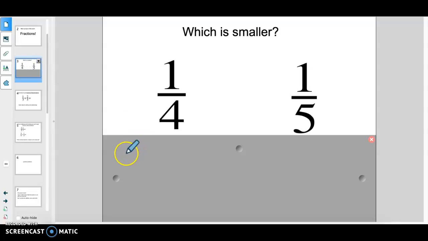So the first concept that I find people struggle with is knowing which fractions are smaller. So we've got 1/4 versus 1/5. So some people see the 5 and think 5 is bigger, so this fraction should be bigger.